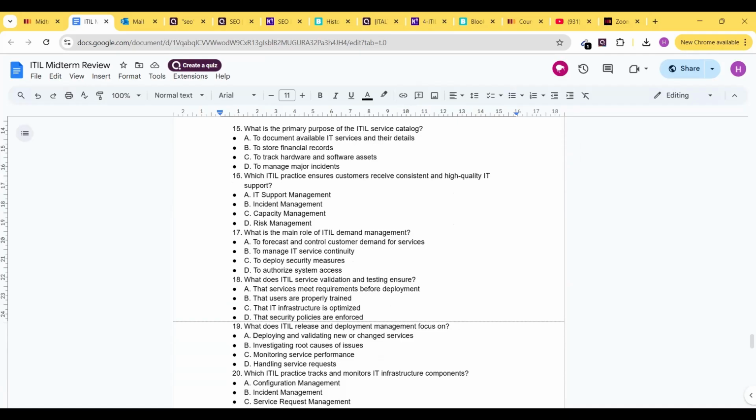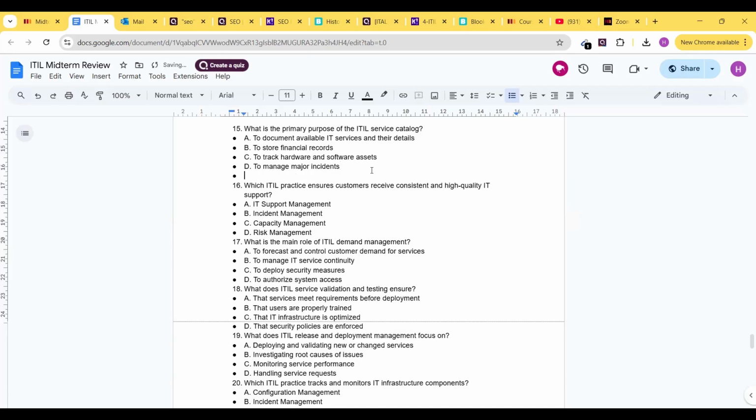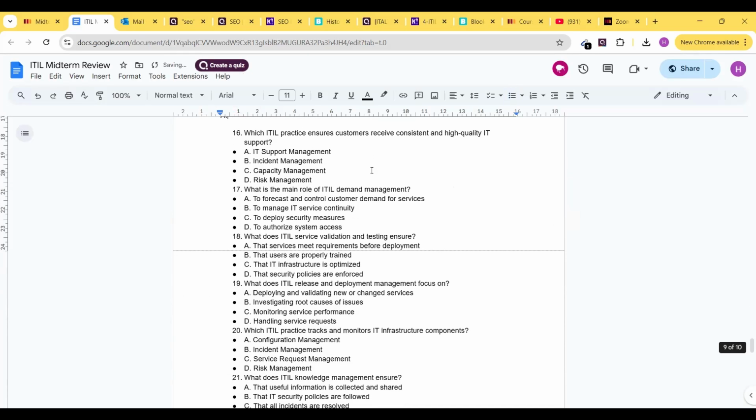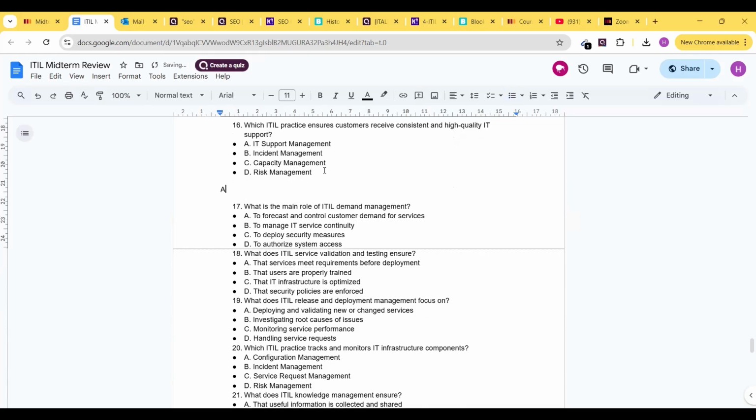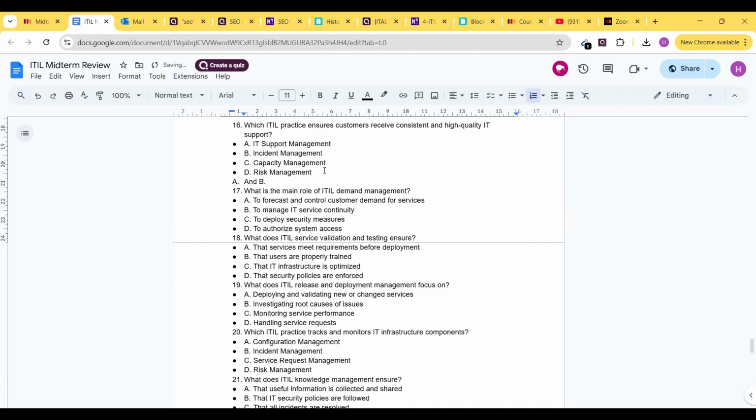So what is the primary purpose of the ITIL service catalog? Yes, A. To document available IT services and the details. Excellent. Which ITIL practice ensures customers receive consistent and high quality IT support? So I would accept A and B. So A and B are correct. So IT support management and incident management.